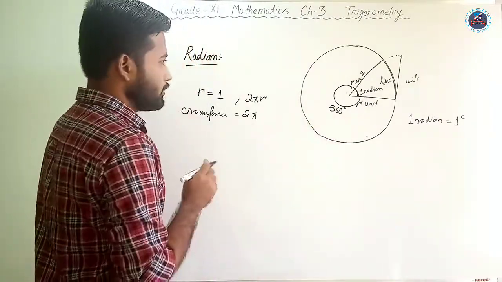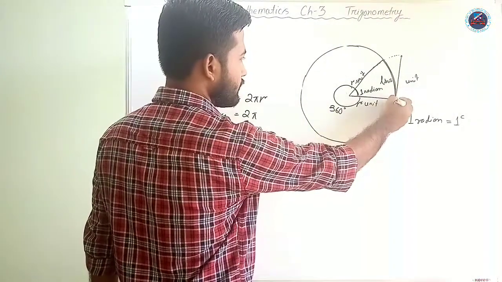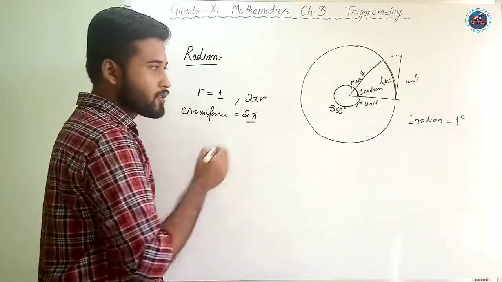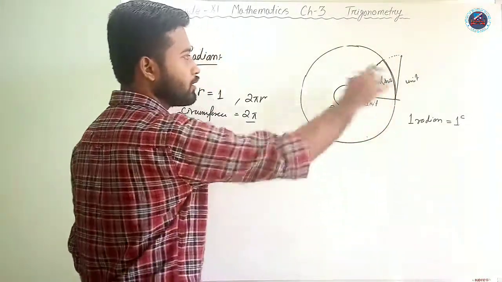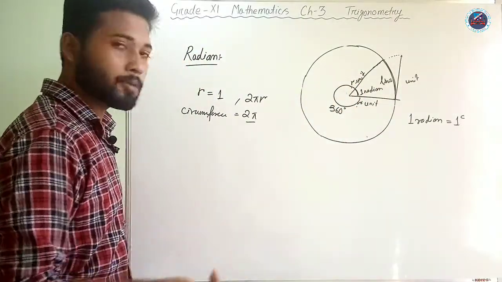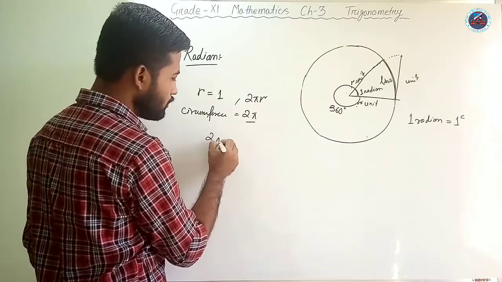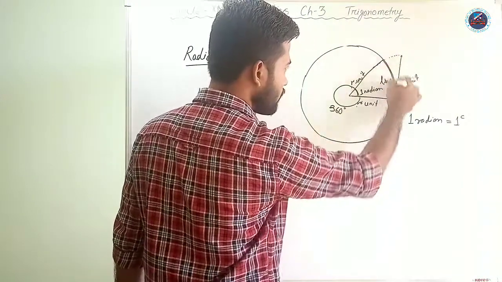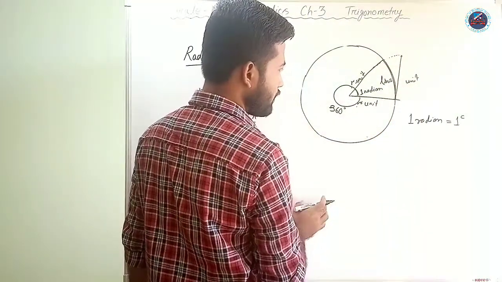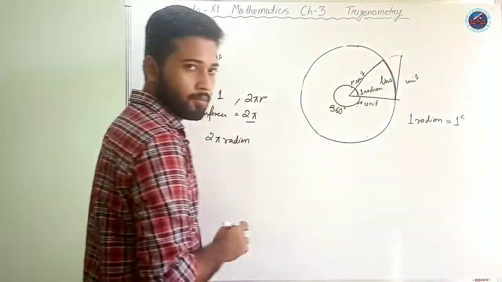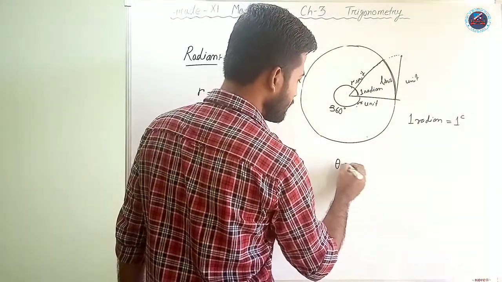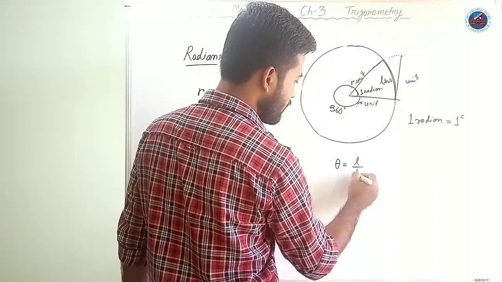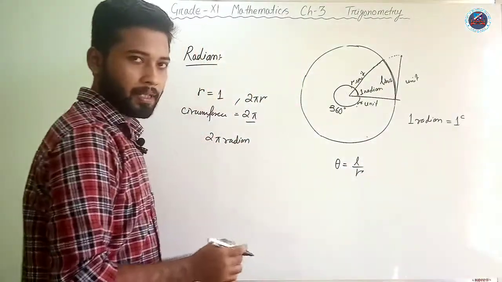Now since the measurement of the circumference is equal to 2 pi, what will be the angle subtended by the whole circumference on the center in terms of radian? That will also be equal to 2 pi radian. Since we have got that if the arc is of 1 unit and the radius is of 1 unit, then the angle is 1 radian. Then if the arc is of L unit and the radius is of r unit, then theta is equal to L by r.